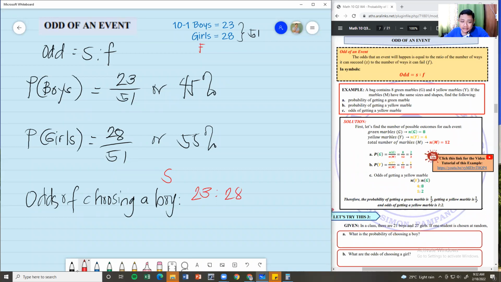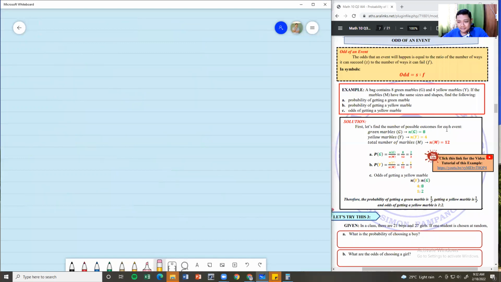So looking at this, there is a little less odds that you will be choosing a boy from the girls because boys are lesser than girls. Okay? That's it. So that's how you express the odds of an event. And if you can simplify this further, no problem. You just have to simplify this. Okay? Show me a reaction if that's clear. Very good. So that is the odds of an event. Okay. Let's now move on with the next one. Oh, sample pa.